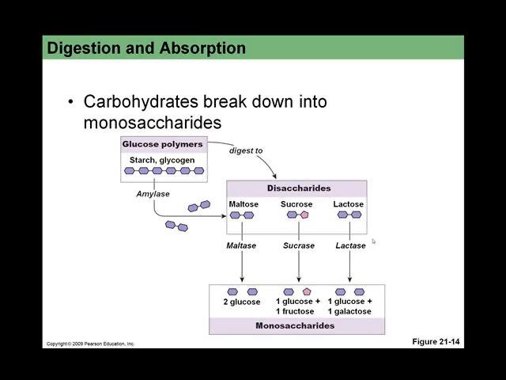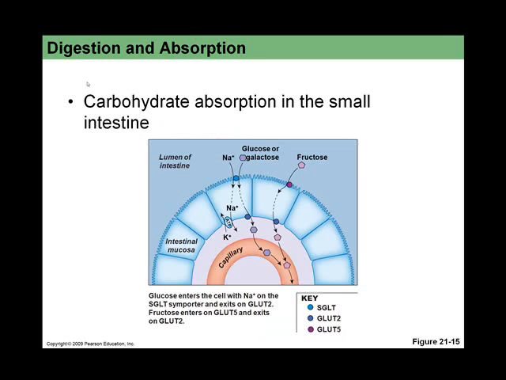And so if you're lactose intolerant, you don't have an effective lactase enzyme, and you have problems with the lactose because it doesn't get broken down into the glucose and the galactose. Then the monosaccharides, of course, are available to be absorbed. And in this slide, we're considering the carbohydrate absorption in the small intestine.